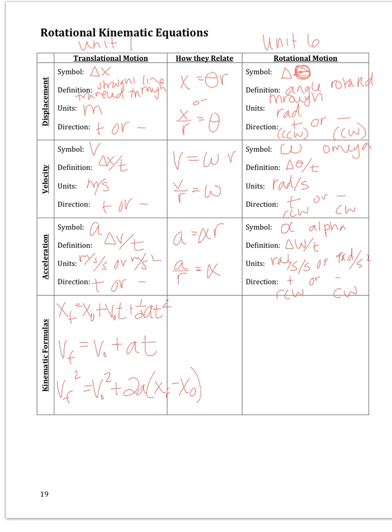Now for every single one of those translational kinematic equations, we have a rotational kinematic equation. So all you're going to do is when you see an x, place a theta. Where you see a v, you'll place an omega for angular speed. And every time you see an a, you'll put an alpha. So that first equation is theta final equals theta initial plus omega initial t plus 1/2 alpha time squared.